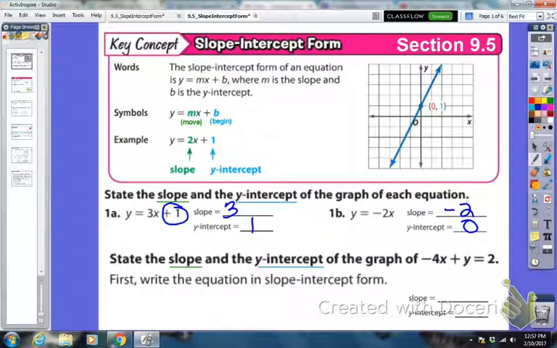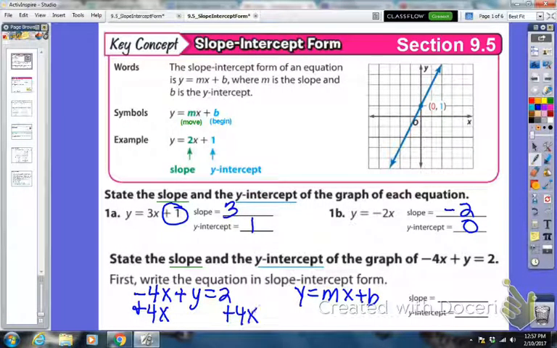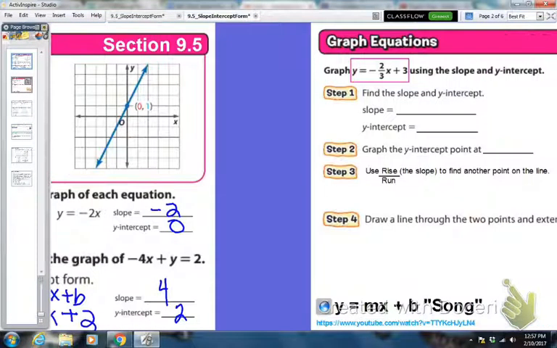This second one, we have to first write negative 4x plus y equals 2 in slope-intercept form. So we need to get y alone. In order to do that, we're going to add 4x to both sides. So then it would look like y equals 4x plus 2. So the slope number is 4, and your y-intercept is positive 2. So we're going to use those when we have to graph the line.